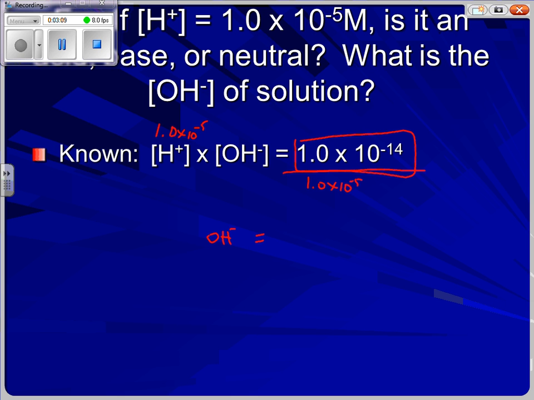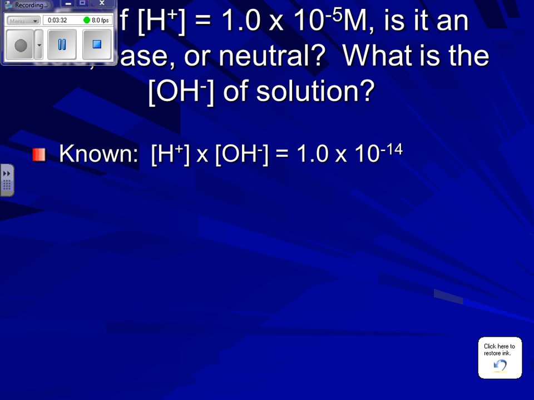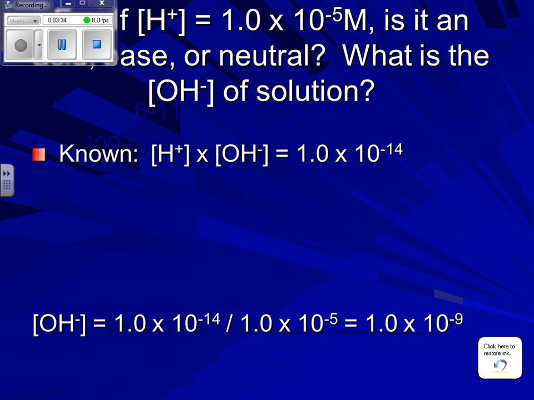Don't forget your basic rules. 1 divided by 1 is 1. Now, when I divide exponents, I simply subtract. So 10 to the negative 14 divided by 10 to the negative 5. 14 minus a negative 5 is negative 9. So my hydroxide concentration is 1.0 times 10 to the negative 9. So, real simple calculation there, real basic math you should be comfortable with at this point.